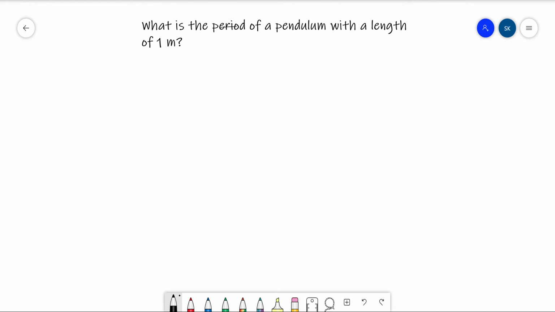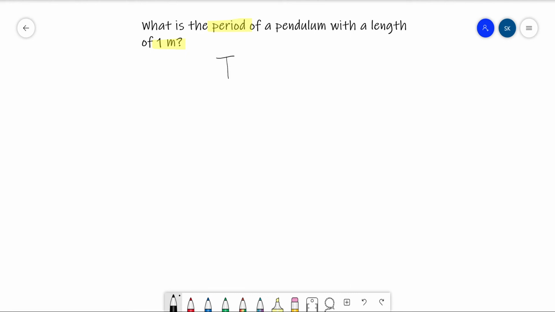So we want to know, what is the period? Whoops, that is not helpful. Let's highlight that instead. What is the period of a pendulum with a length of 1 meter? Now it seems like we have barely any information at all. But let's look at our equation.